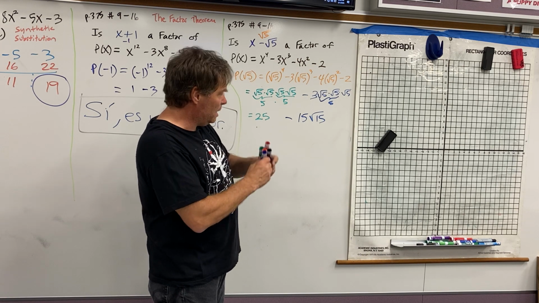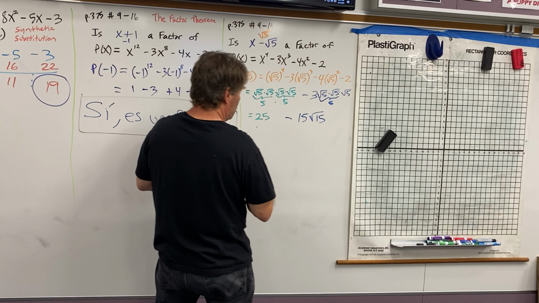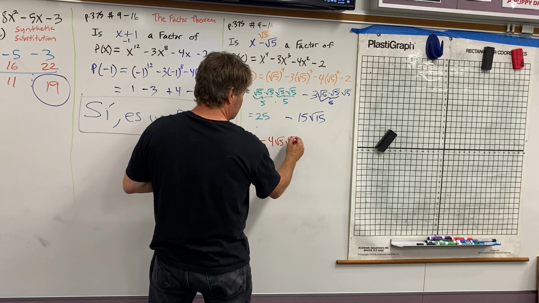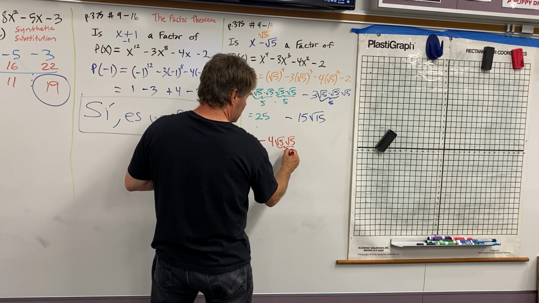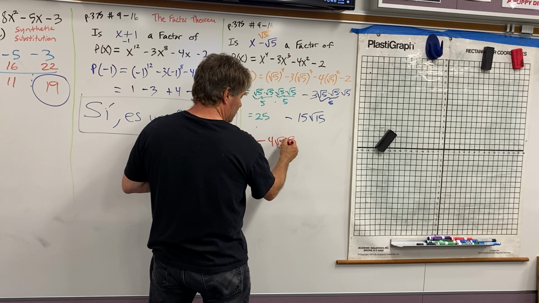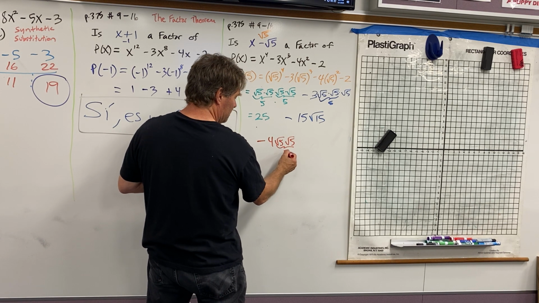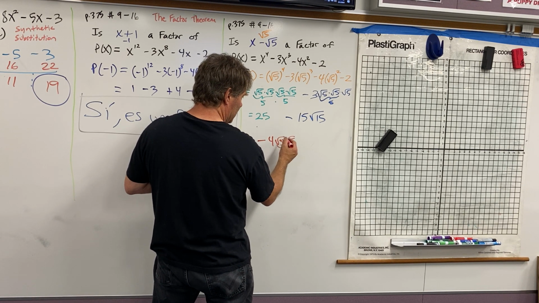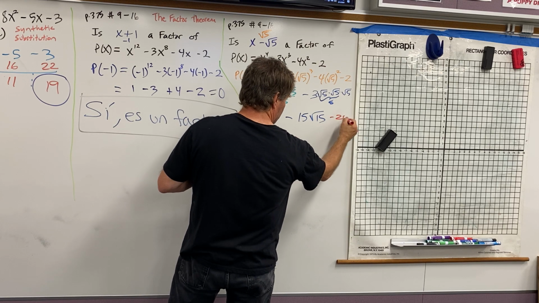Okay, so let's see, what is minus 4x squared going to be? Minus 4 times root 5 times root 5. Now, these guys are 5, right? Root 5 times root 5 just turns out to be 5. So it's 4 times 5 is 20. So it's minus 20. Put that right here, minus 20.